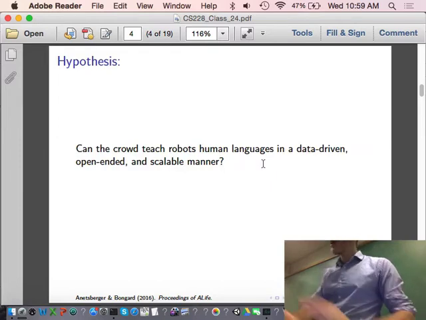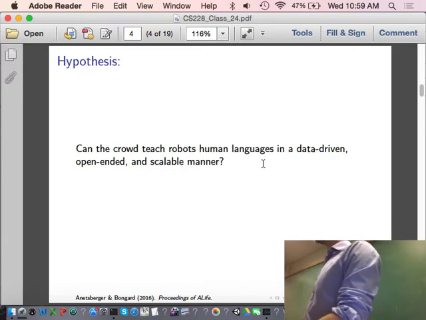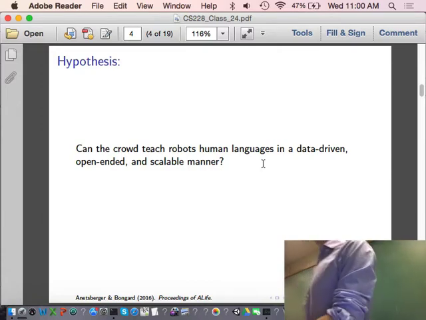Okay, so here's our hypothesis that we're going to try and test. Can the crowd, if we create the right kind of interface to allow the crowd to interact with robots, can the crowd teach robots human languages in a data-driven, open-ended, and scalable manner? So again, we'll work our way through these three adjectives.